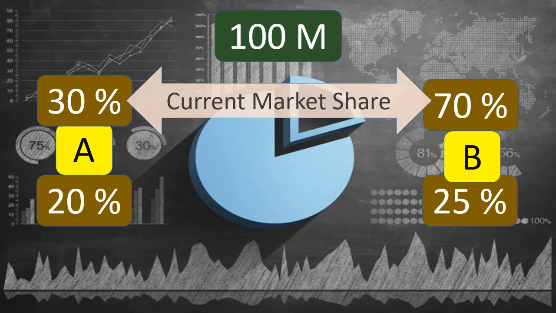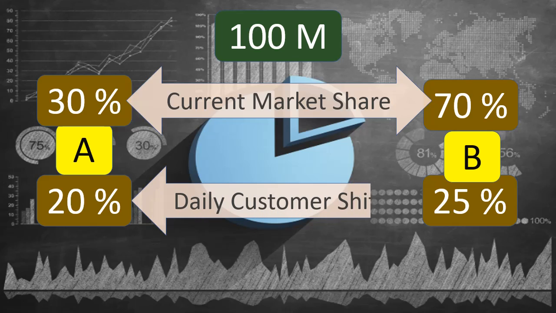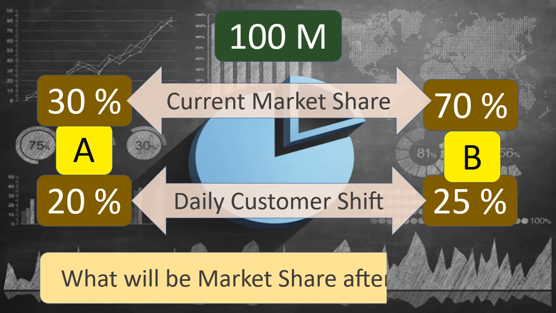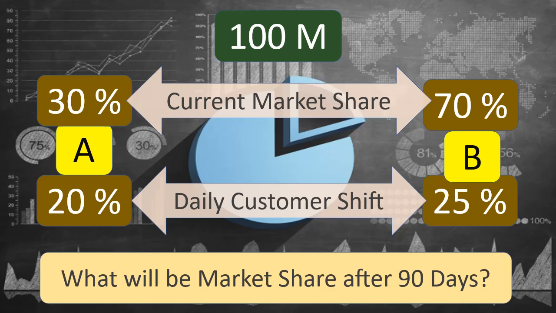The transfer of customers is happening on a specific periodical basis. However, for the sake of this exercise, let's assume that the transfer is happening on a daily basis. The question here: what will be the market share of each company after 90 days?